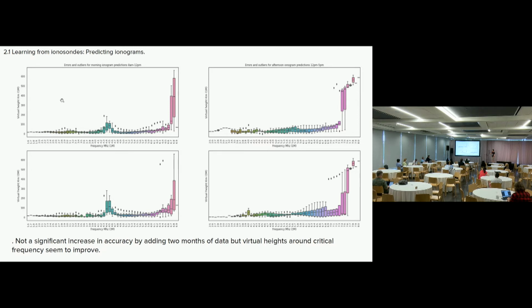from different models. The first row corresponds to the neural network with 1 month of data, and the second one with 3 months of data. This is for morning and afternoon. We see that, of course, there are more errors closer to the critical frequency in both cases. And also we see that increasing to 3 months of data is really not critical for the model to capture the variability. We suspect that this is because of the periodicities that are hidden in the time series.